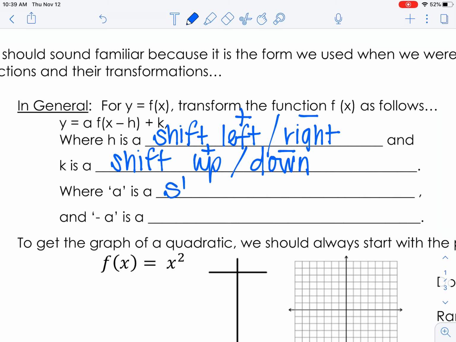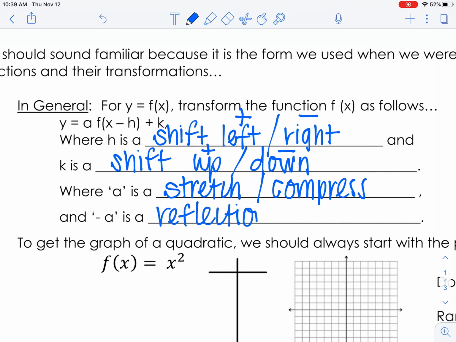A is either a stretch or a compress. Remember, if it's greater than 1, it's a stretch. If it's a fraction less than 1, it's a compression. And negative a is a reflection over the x-axis.